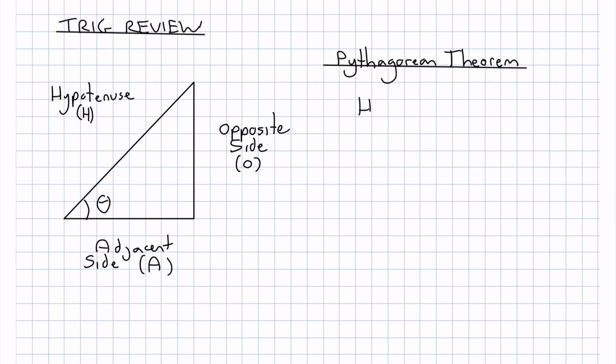The first relationship we could look at comes from our old friend Pythagoras. That relationship is if you take the square of the opposite side plus the square of the adjacent side, it'll equal the square of the hypotenuse.